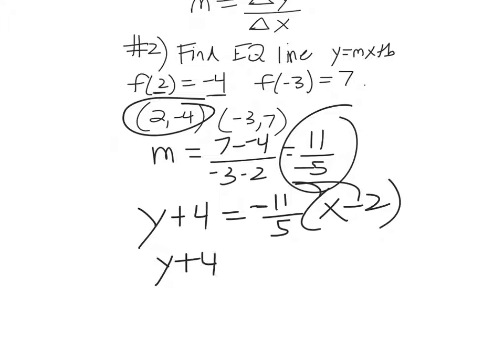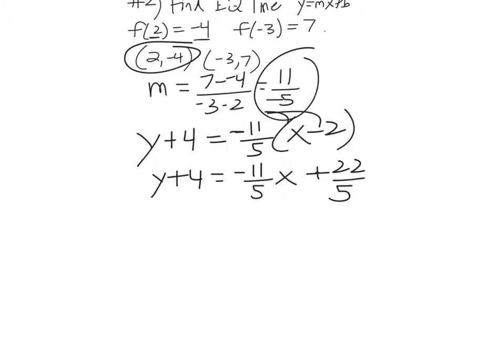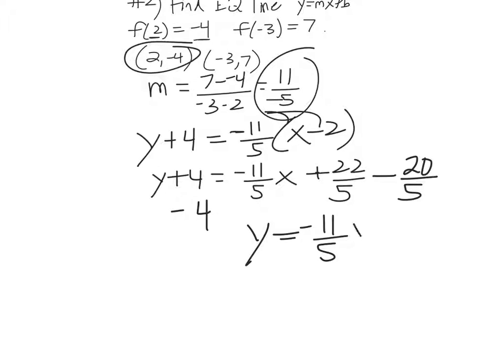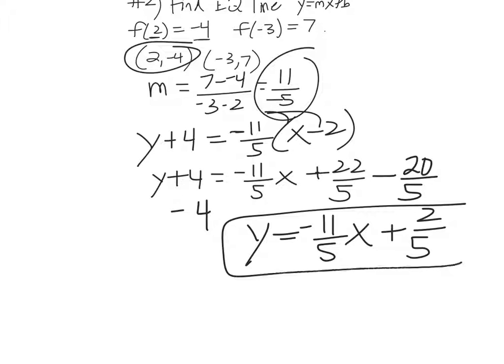So y plus 4 equals negative 11/5 x plus 22/5. Okay. And we'll subtract 4 over to the other side. Subtracting 4 is the same thing as subtracting 20 over 5. So I want to get a common denominator so I can subtract my fractions here. So I get y equals negative 11/5 x plus 2/5. And there it is. Not the prettiest of things, but it works, right?